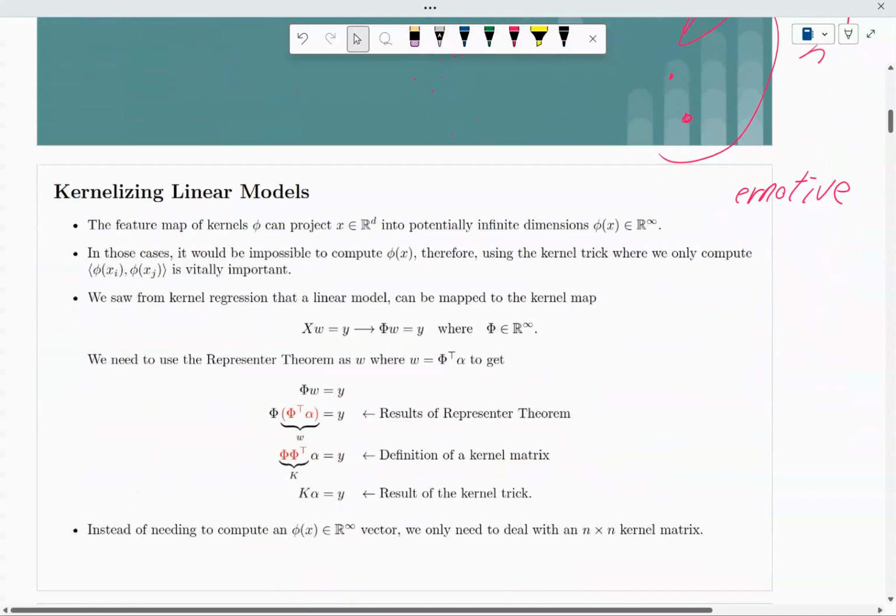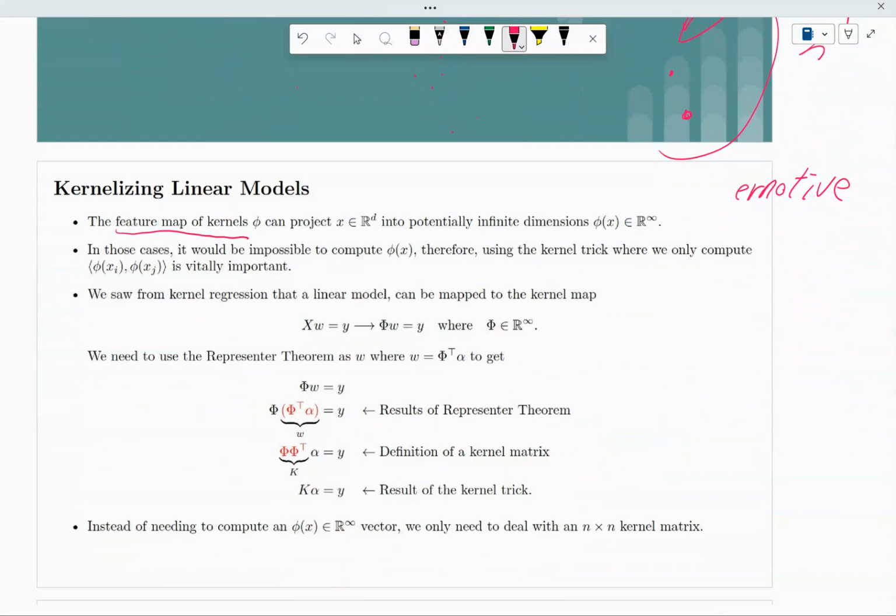So what do we do? The feature map of a kernel projects the data into a potentially infinite dimensional space. We would project the data to some space. In those cases, it would be impossible to compute the feature map because there are infinitely many dimensions.